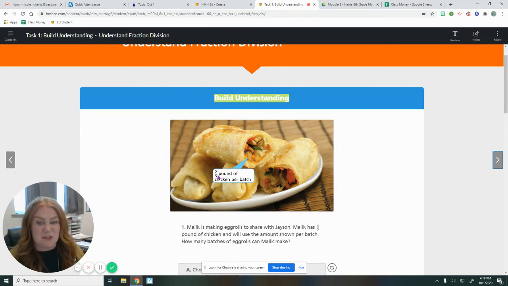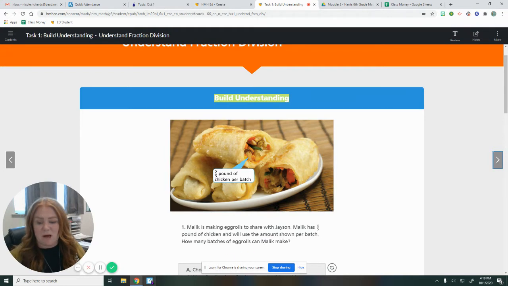So I don't want any sushi. So 2/5 pounds of chicken per batch. So Malik is making egg rolls to share with Jason. Malik has 4/5 pounds of chicken and will use the amount shown per batch. How many batches of egg rolls can Malik make?